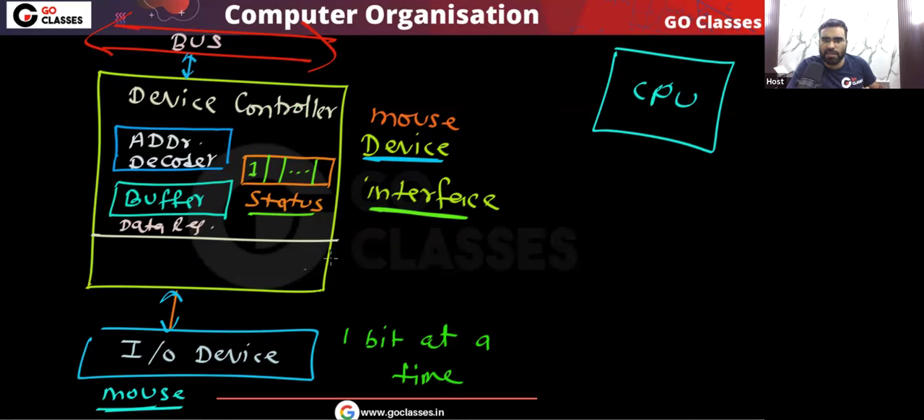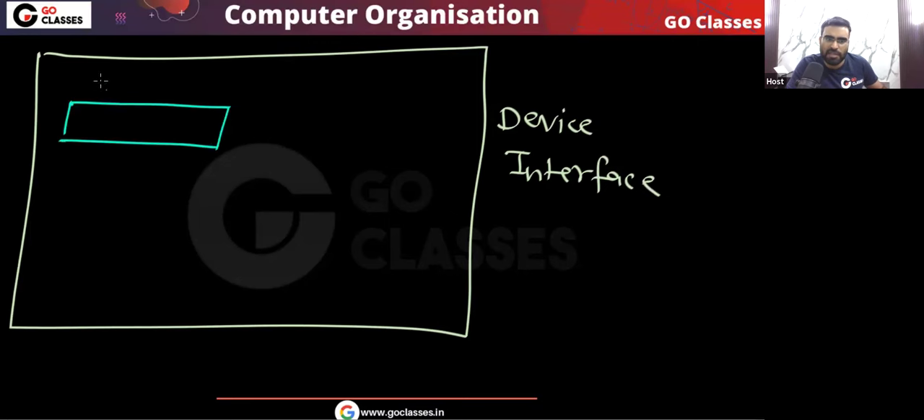This is what we have in the device interface. Is this point clear to everyone? Please tell me, did you understand? Very simple. In the device interface, mainly we have three things, or I can say we will focus on three things. One is the buffer, or you can call it the data register. So we have this buffer.